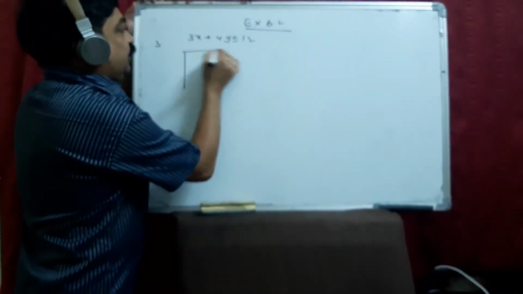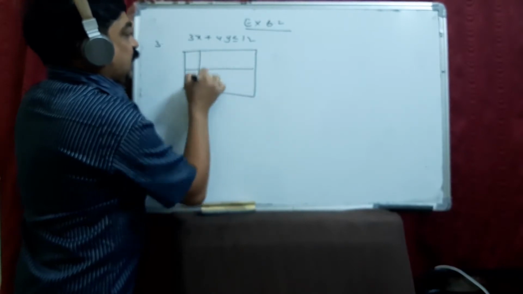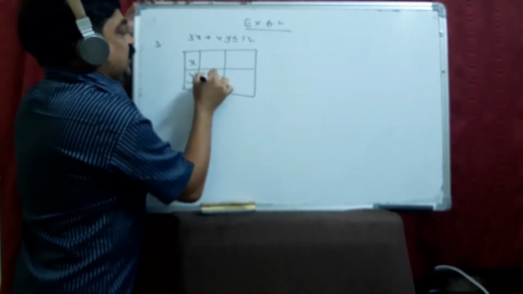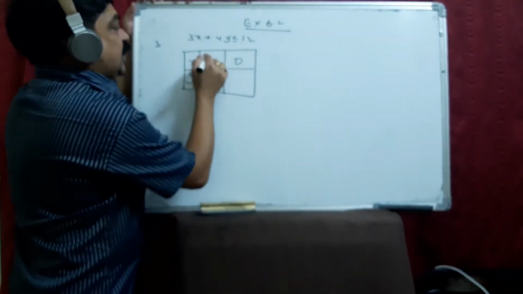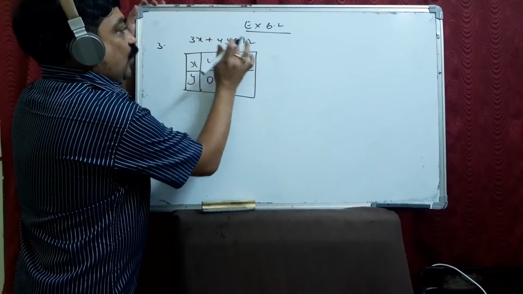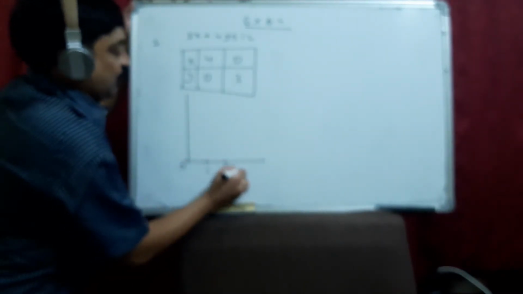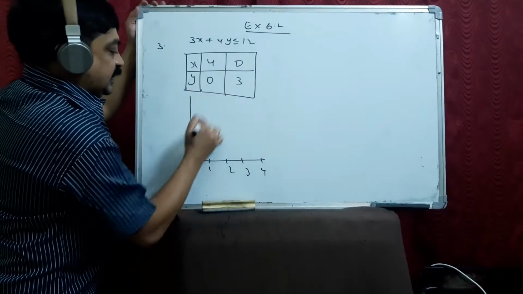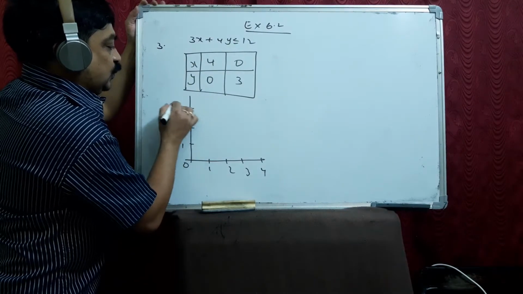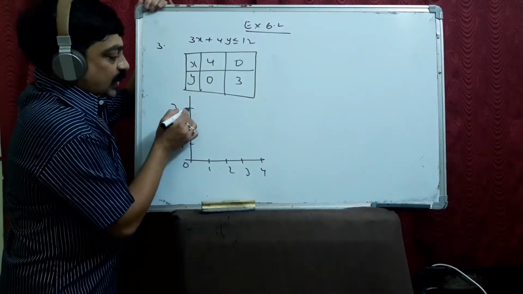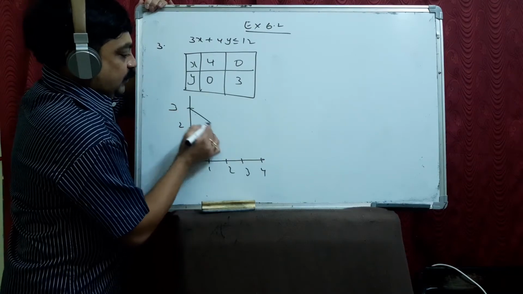Like this we do our third question. See the third question: 3x plus 4y less than or equal to 12. Take a box with x, y and 0, 0. When y is 0, x will be 4. When x is 0, y will be 3. Now take 0, 1, 2, 3, 4 for x and 1, 2, 3 for y. So you should draw a dark line from 4 to 3.